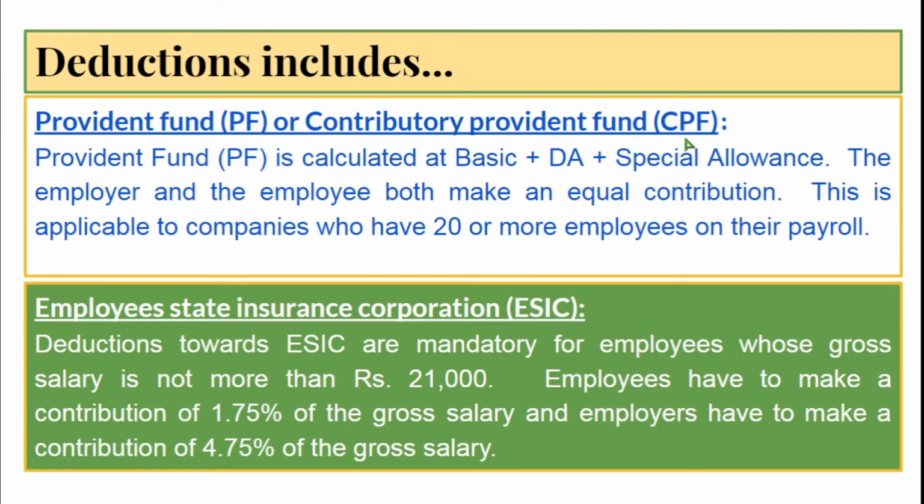Alright, deductions through ESIC are mandatory for employees whose gross salary is not more than 21,000 rupees. It is only applicable in companies where there are 20 or more employees within the rupees 21,000 gross salary bracket. Employees have to make a contribution of 1.75% of their gross salary, and the employer has to make a contribution of 4.75% of the gross salary.